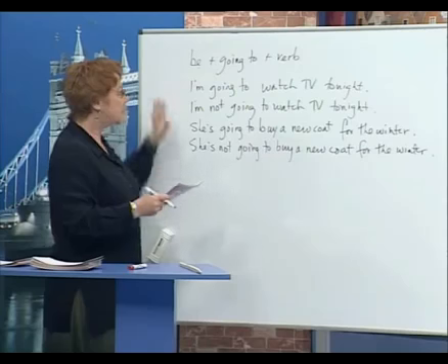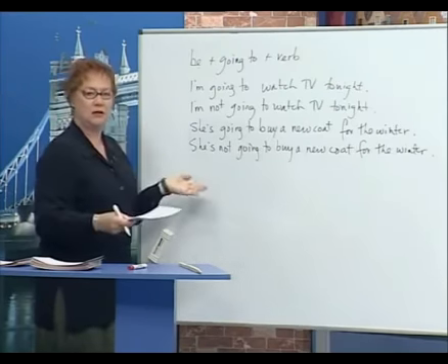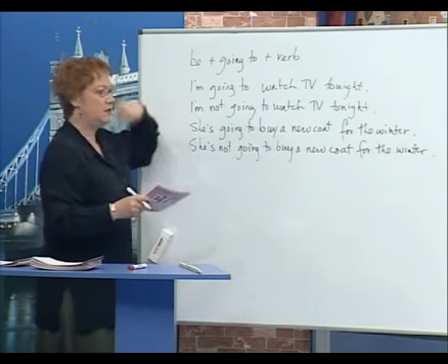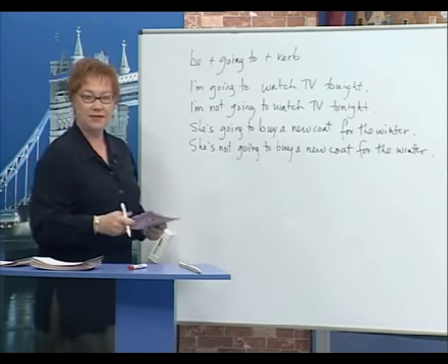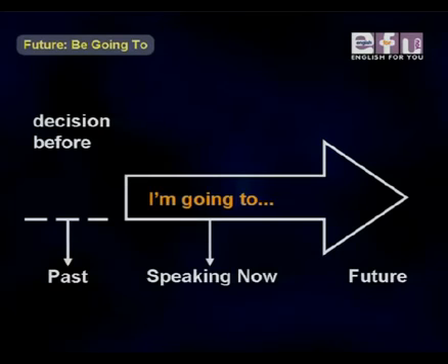Okay? This shows that we've made a decision. I'm going to do this. This is a decision about something we want to do in the future. Now, one way to understand this is to look at the timeline. If you look at your screen, you can see the decision before in the past, and then speaking now, we say, I'm going to talk about the future.